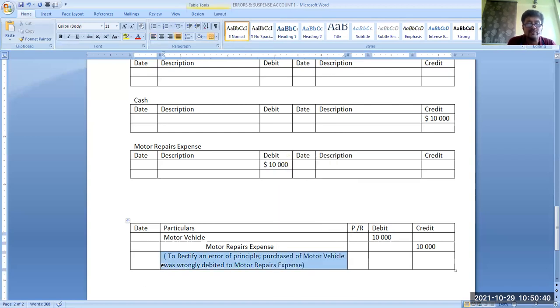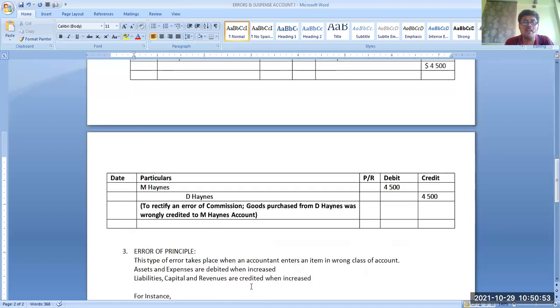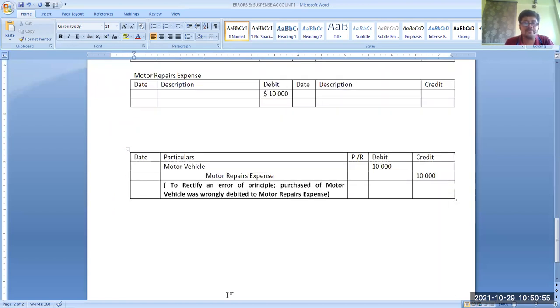Now, this is narration. Write narration only when you are required. Okay? If they say narrative not required, just do debit and credit and move away. Okay? Now, error number 4.